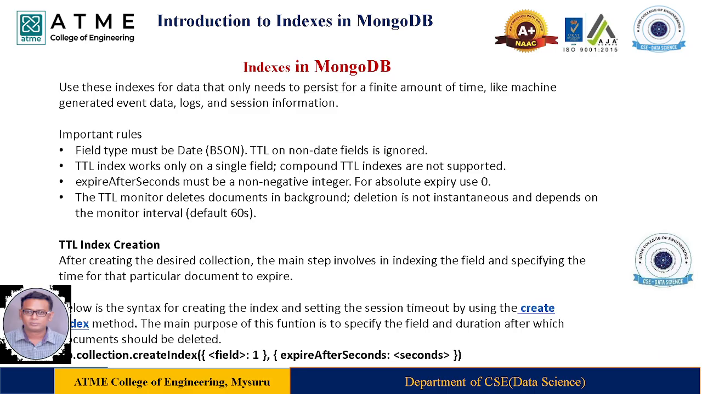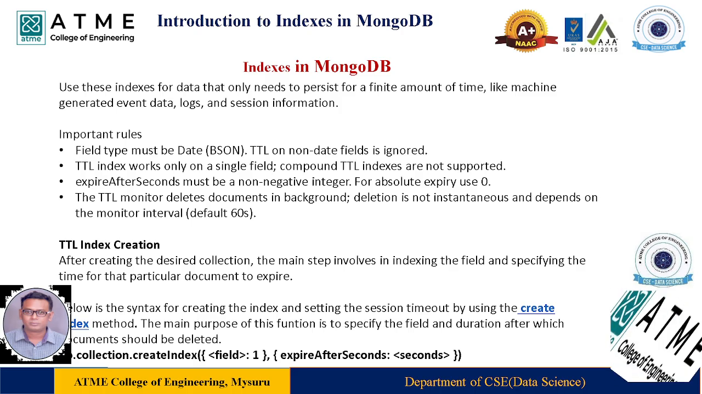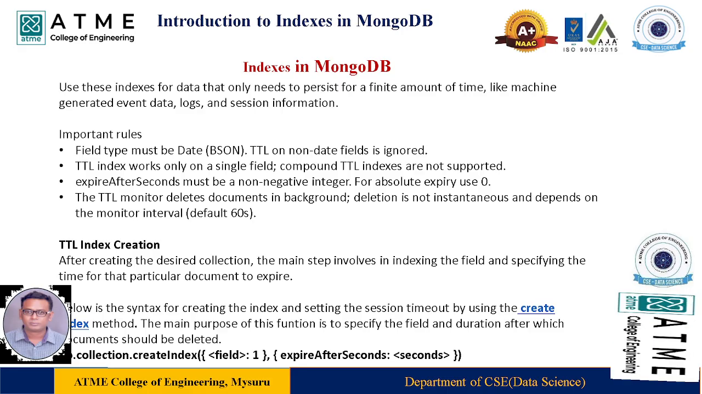So you can specify the syntax for creating the index. The syntax is db.collection.createIndex, followed by, within curly braces, the field name followed by 1, and you should provide expireAfterSeconds in the options. After that, you provide expireAfterSeconds: value, the number of seconds after which it has to delete the documents.